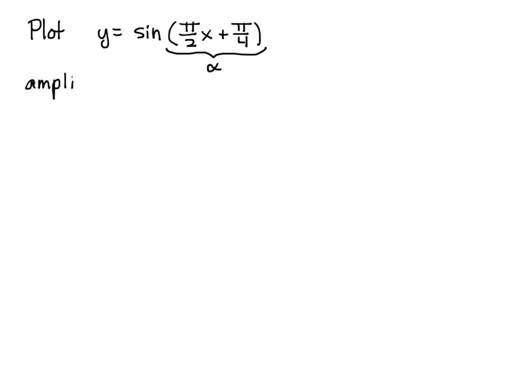Okay. So let's say I want to plot this. I'm going to first calculate those 4 points. My amplitude is 1. My period is going to be what? What's the period on this one? 4, 5, 8.